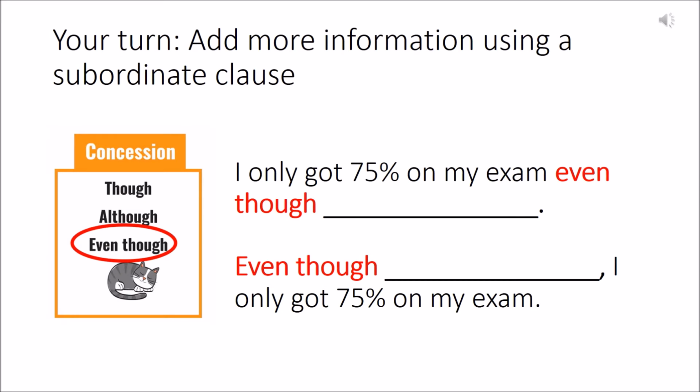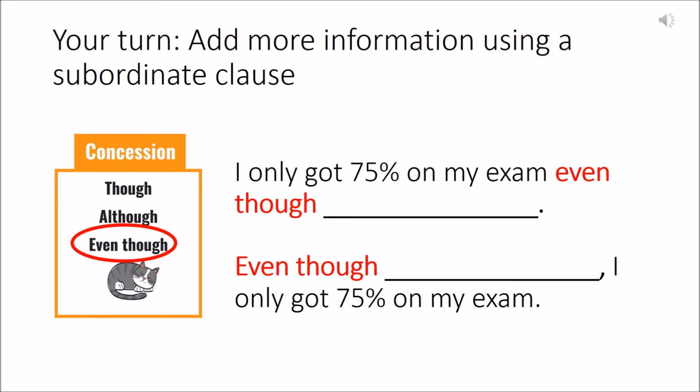Now it's your turn. Let's add some more information using a subordinate clause. Here we are using a concession to add more information. So the main clause is, I only got 75% on my exam. This is a complete sentence by itself, but we want a complex sentence. So let's use the concession even though. I only got 75% on my exam even though, what can we add here?